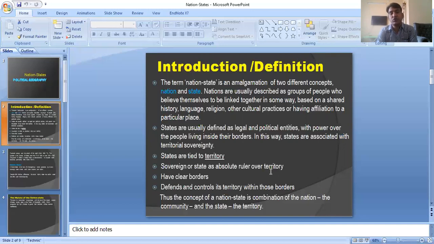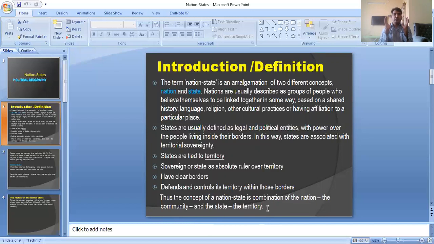A sovereign state has absolute rule over its territory, though it can have any form of governance there. It has clear borders and boundaries, and it defends and controls the territory within those borders. So the state has power and control over its boundaries, a writ on those borders. They can choose what sort of system they want to continue with, and they have absolute power over it. Thus the concept of nation states is a combination of the nation, the community, and the state.